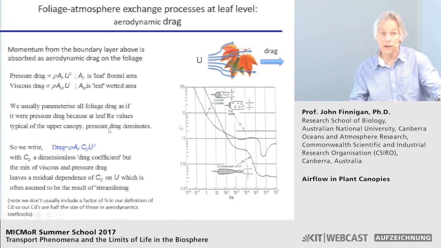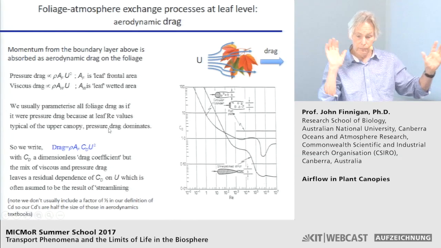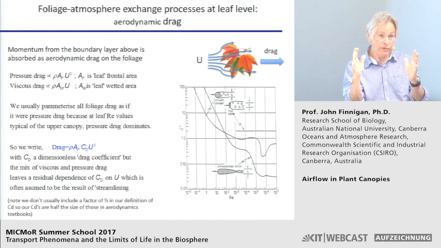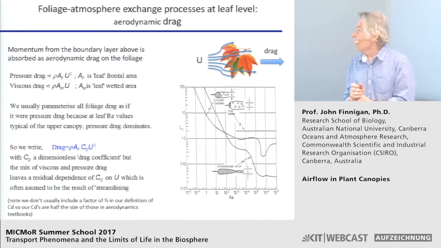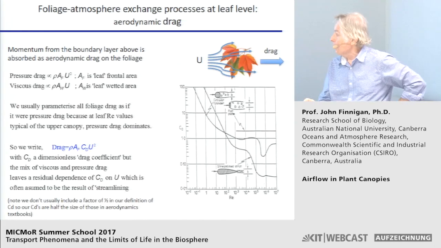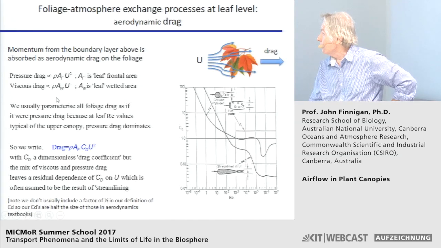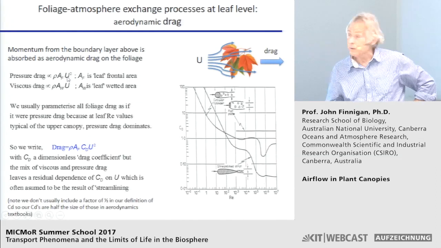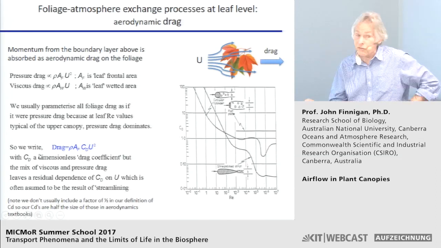First is pressure drag. Blow hard on something, the pressure at the front of the object is higher than the pressure at the back, and there's a force. And pressure drag scales like the density times the frontal area, AF, of the object, times the square of the wind speed. But also there's viscous drag.